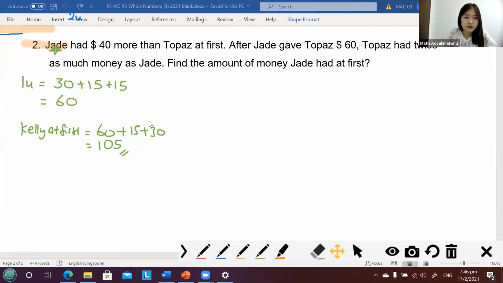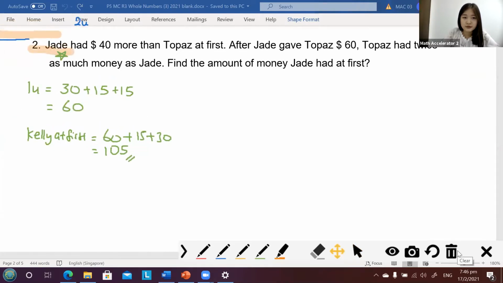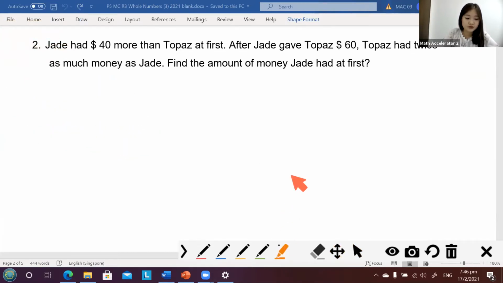I'm going to clear question 1. Let's look at question 2. Jade had $40 more than Topaz at first. After Jade gave Topaz $60, Topaz had twice as much money as Jade. Find the amount of money Jade had at first.